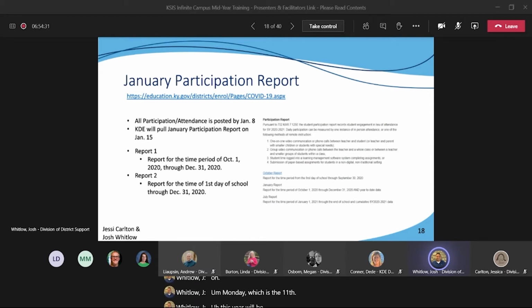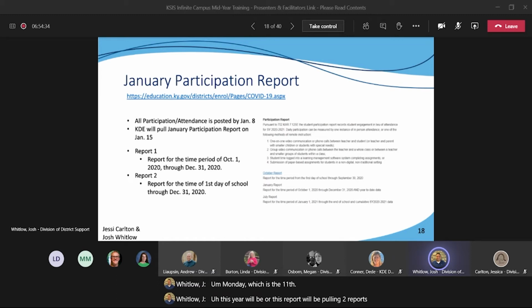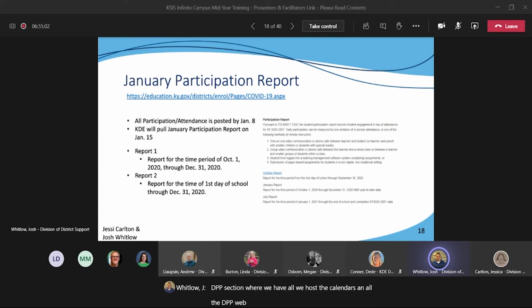This report will be pulling two reports. Report 1 will be coming from October 1st through December 31st. And then report 2 will be the first day of school through December 31st. So you'll actually see two reports over here on the right-hand side. And the link to this is just on our KDE website, under the DPP section where we host the calendars and all the DPP web links that we have.